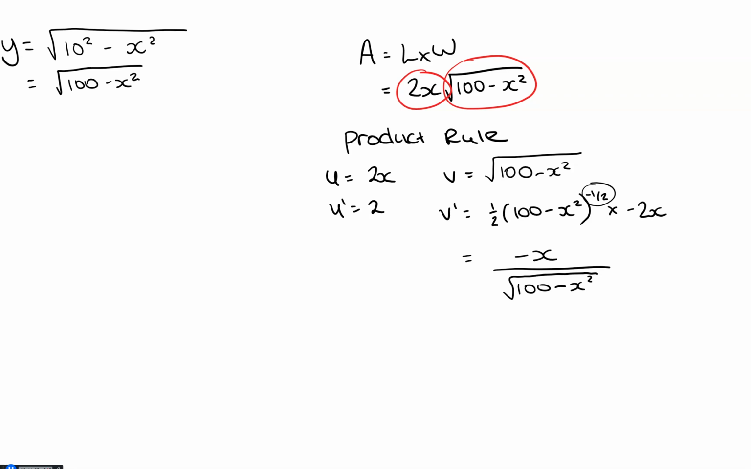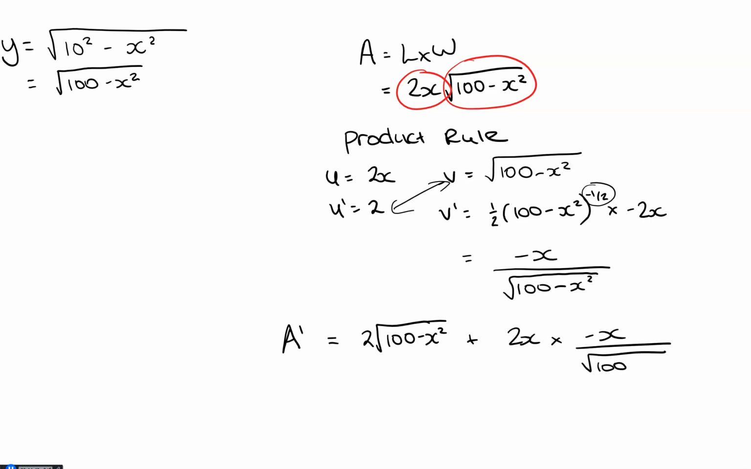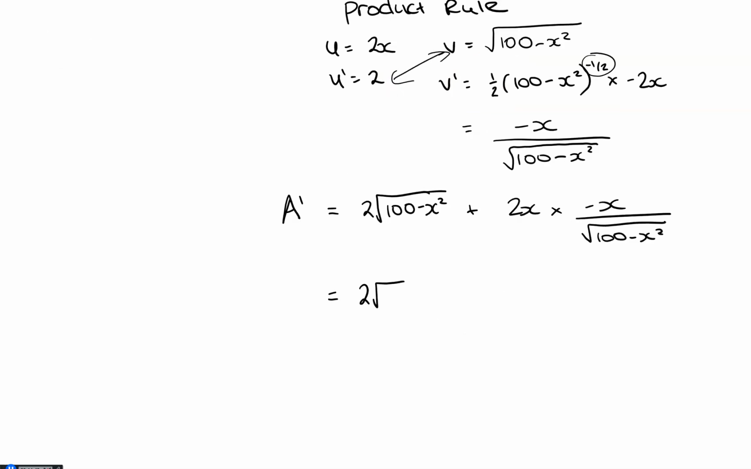Okay, so then our derivative is 2 times the square root of 100 take x squared, so this one times this one, plus 2x times negative x on that. So that is a minus in there. Okay, so just simplifying that second part, we're going to end up with 2x times negative x.